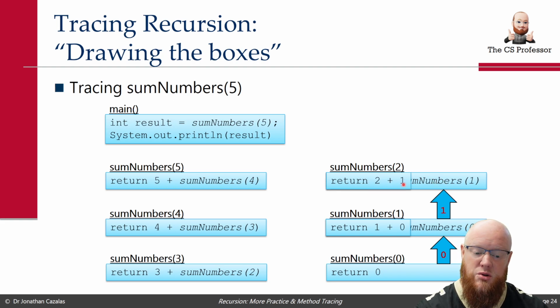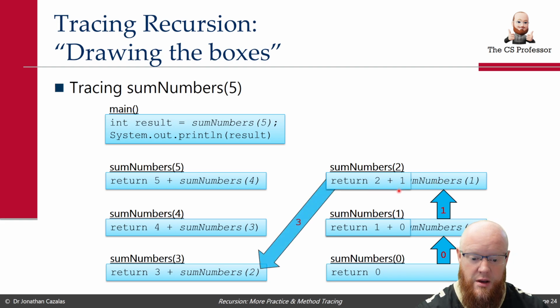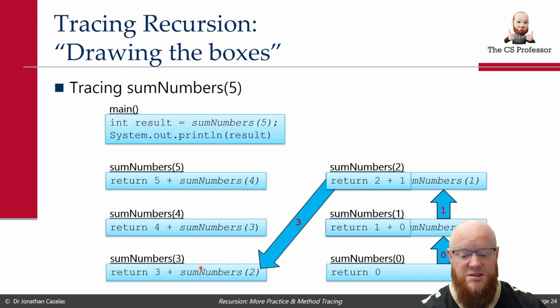So now we have return 2 plus 1, which is 3. Sum numbers of 2 is 3, of course. That's going to get returned where it got called from. So here we had return 3 plus sum numbers of 2, but we just calculated that sum numbers of 2 is 3. It's getting returned. So this will return 3 plus 3, which is 6.